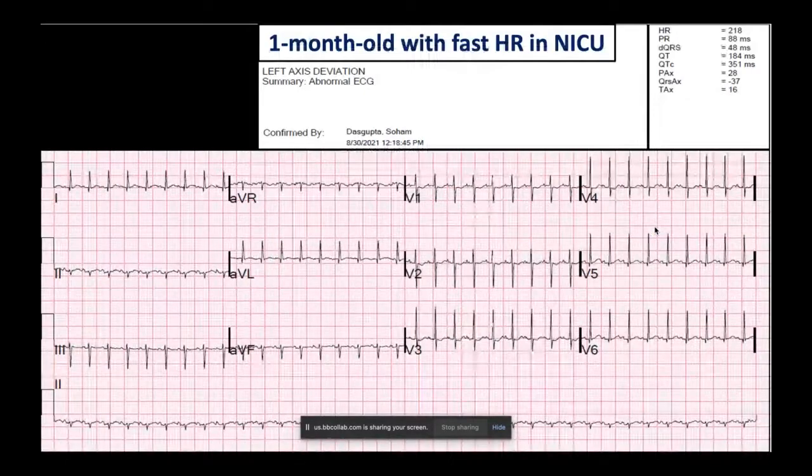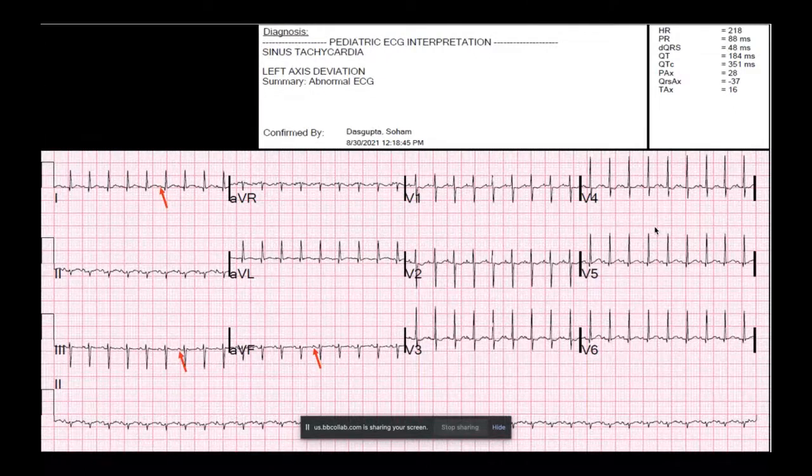Okay, so this is a fun one. So this is a 1 month old with fast heart rate in the NICU. And we were called by the NICU because of a fast heart rate. So this EKG obtained on this patient on the 30th of August, read by me, I called it sinus tachycardia with left axis deviation. And before you think I don't know what I'm talking about, I really want to explain why I called it sinus tach. So if you look at P waves in leads 1, AVF, and 3, they are all upright. So you have a normal P wave axis in this patient.